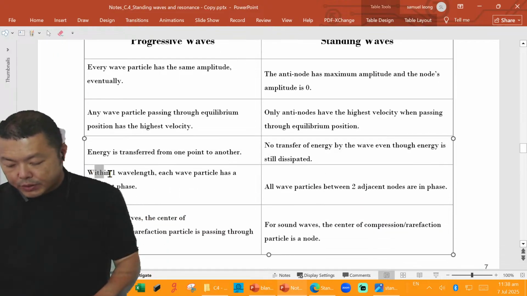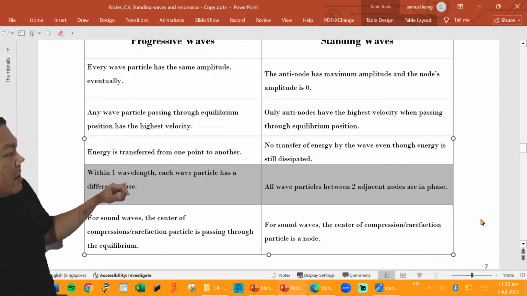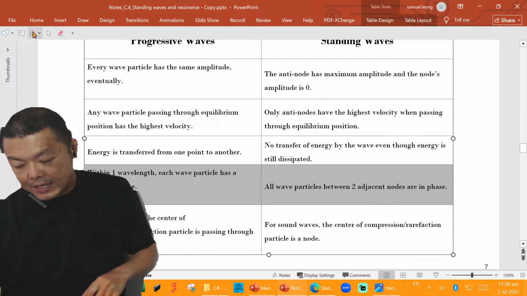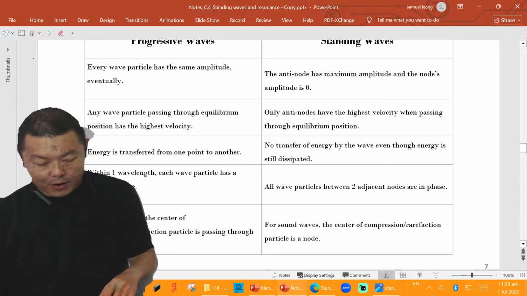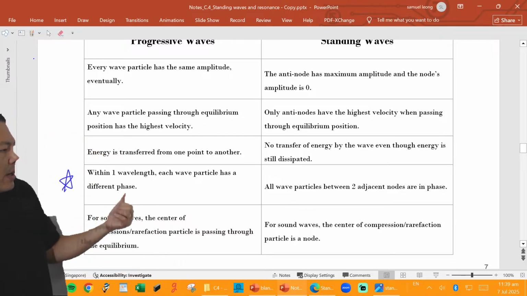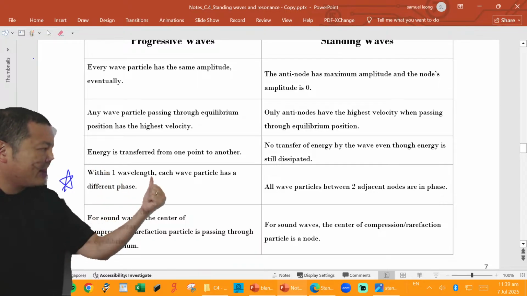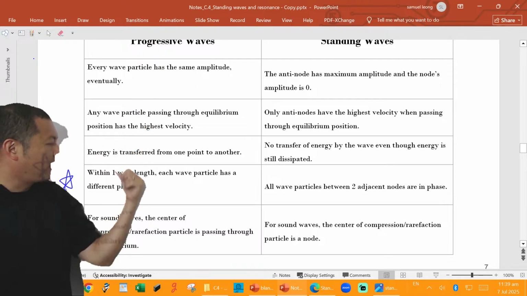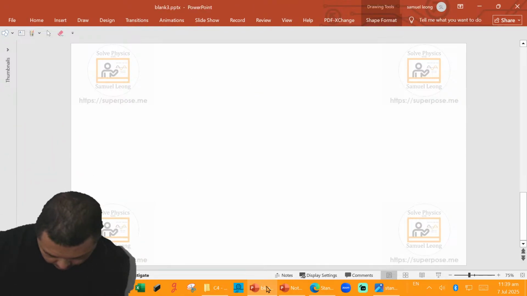Okay, this one is the important one. This one they love to ask many times over. This is the one you put a star on, because they love to ask this question, and you've got to get this right because of how many times this question comes out. Within one wavelength, each wave particle has a different phase for a traveling wave.